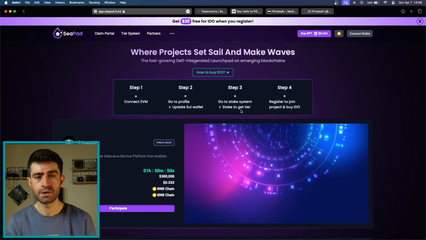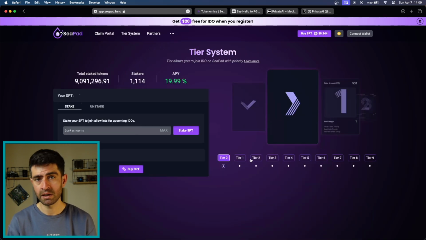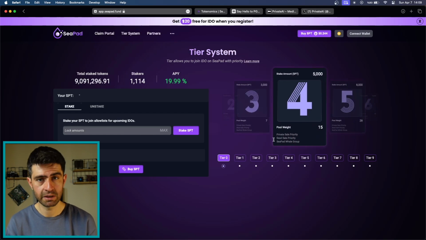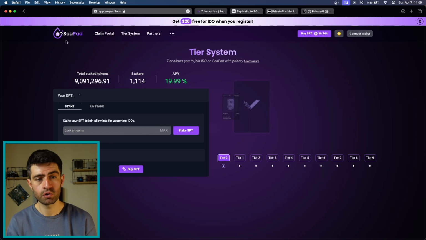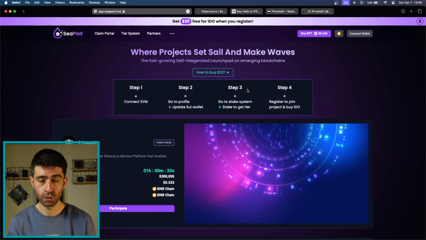Once you have the tokens, you can stake them on the Seapad platform, with the amount staked determining your tier level. This tier system offers various benefits and opportunities within the Seapad ecosystem, such as participating in token sales and events. Stakers earn rewards, which are processed every minute and can be claimed daily, and you can also unstake when you need to. There are three rounds in the Seapad sales process.